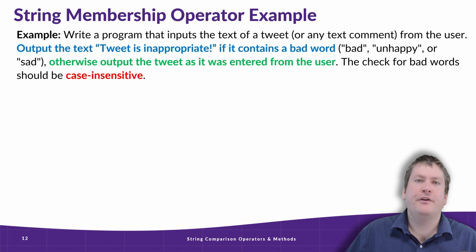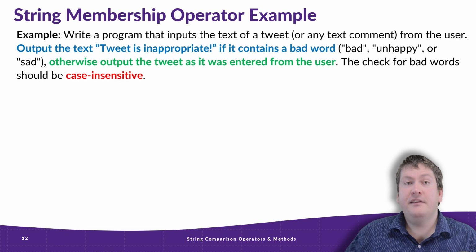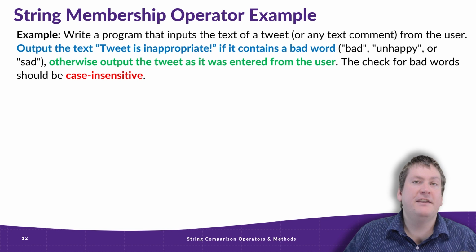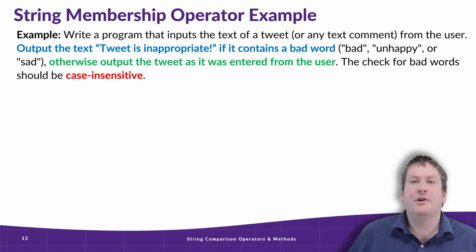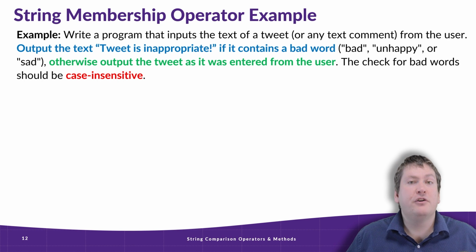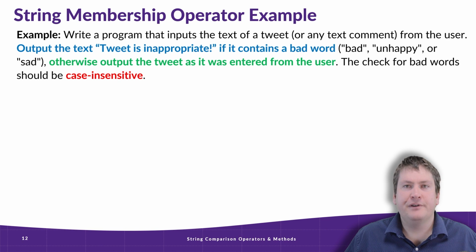Okay, let's look at another more complex example. In this example, we want to write another program, and this program inputs the text of a tweet, or it could be any text really, any comment from the user, and it outputs "tweet is inappropriate" if it contains a bad word. For this example, we're just going to be silly and say the bad words are bad, unhappy, or sad. Otherwise, the output should be the tweet as it was entered from the user.